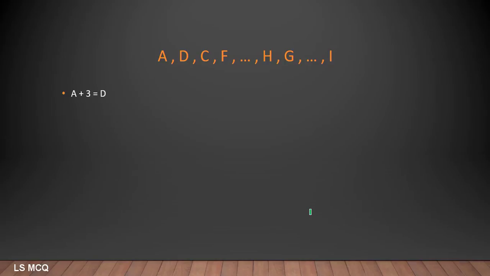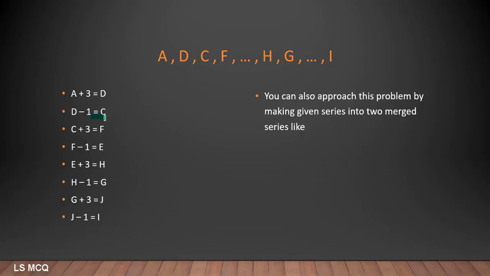We jump 3 steps from the first term and then decrease 1 step. So it's plus 3 minus 1, plus 3 minus 1, plus 3 and then minus 1. Okay, you can also approach this problem in another way.